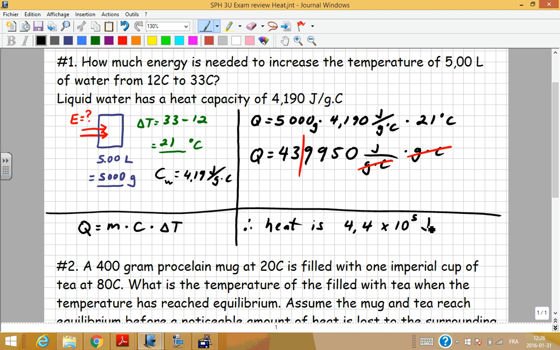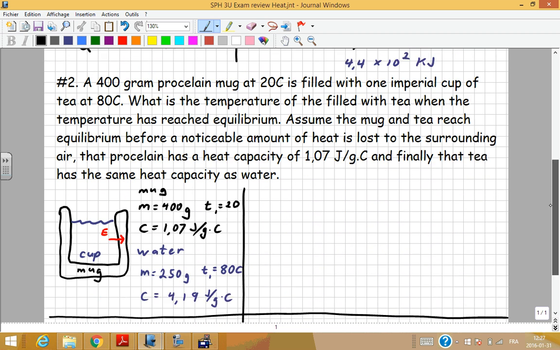joules. You might also see it in kilojoules. In that case, this is another possibility, it would be 4.4 times 10 to the 2 kilojoules. So the K is a 10 to the 3 because it's 1,000. Okay, so we're done with this one. These are quite straightforward. Just find your values, find the formula, plug your numbers in.